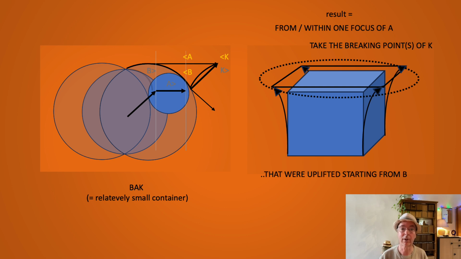So the result, if you translate it, I look at it. That's my focus of the word. Look at it from one focus of A. And what I do, I will start and the ending. My feedback is that I take the breaking points of K, there my feedback at the end starts. It started from B, where these breaking points in the end will have been uplifted. That's the effect that you expect, and that's what the container is.